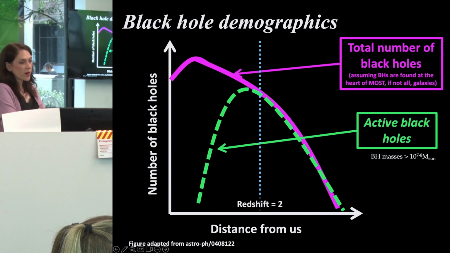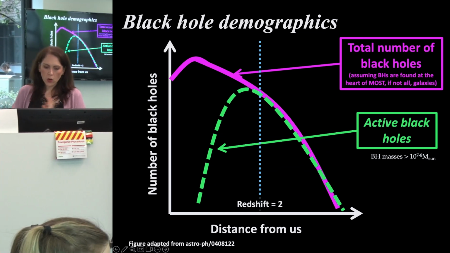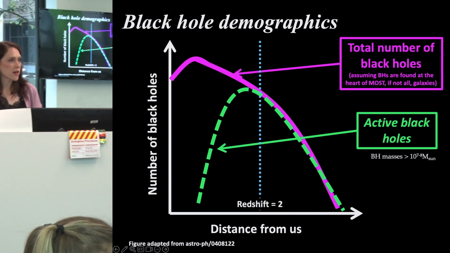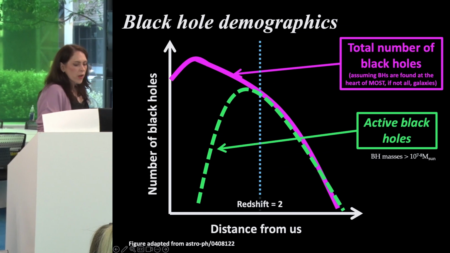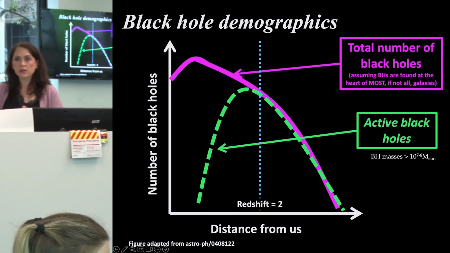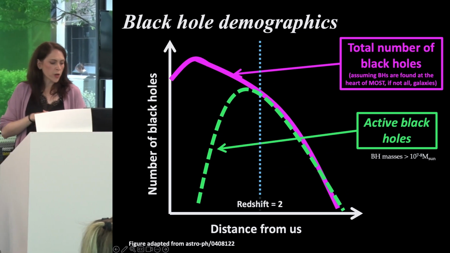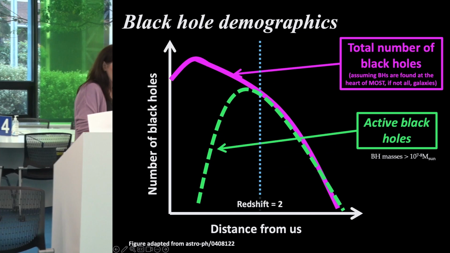However, what we find is that it's been shown observationally that most of the active black holes that we detect are actually located at a redshift of 2. They're not nearby to us, right? And while at closer redshifts, the number of these active black holes begins to fall dramatically, shown here by the green line.